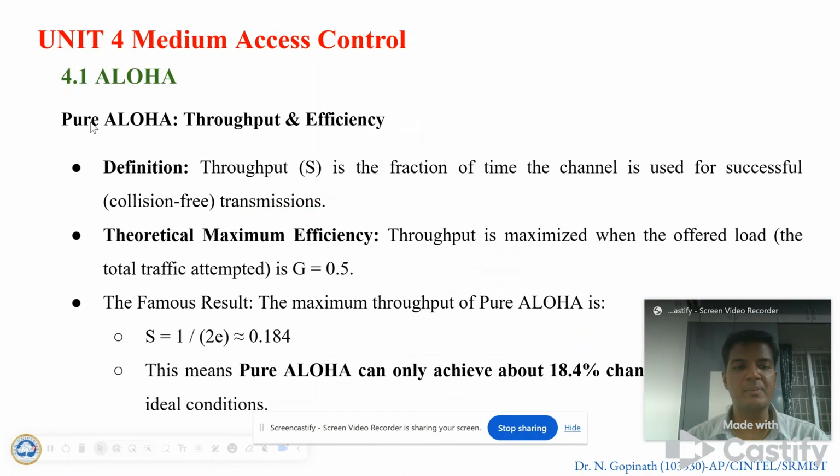Throughput and efficiency. Throughput S is the fraction of time the channel is used for successful collision-free transmission. So, theoretical maximum efficiency. Throughput is maximized when the offered load is G equal to 0.5. So the famous result: the maximum throughput of pure Aloha is S equal to 1 by 2e, which is approximately 0.184. It means that pure Aloha can only achieve about 18.4 percent.